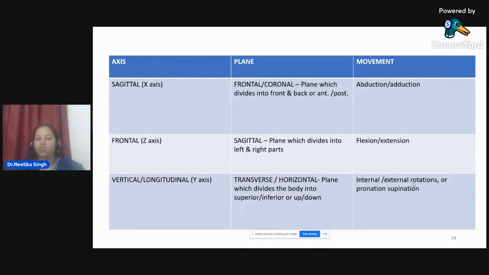And the movements which take place according to these axes and planes: in the frontal plane, abduction and adduction; sagittal, flexion and extension; transverse, internal and external rotation movement, and pronation and supination.